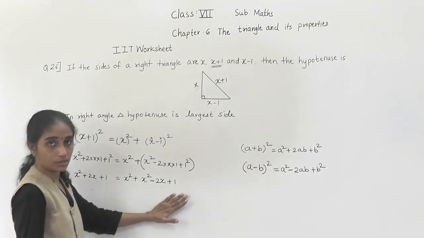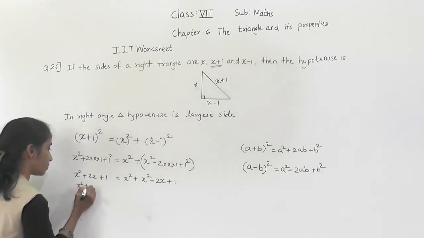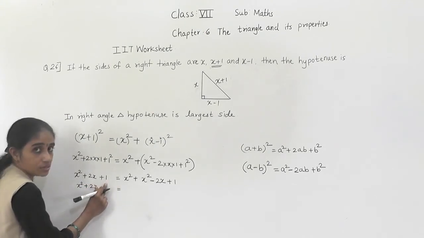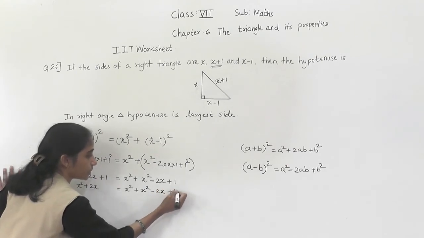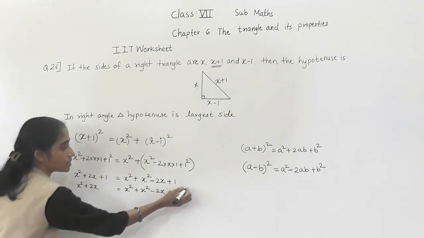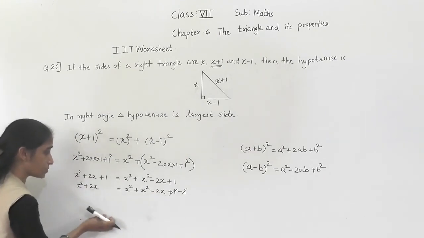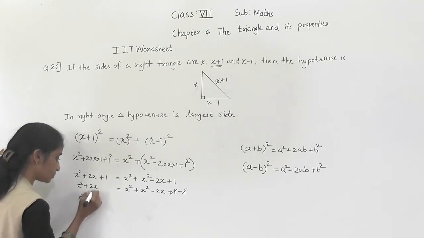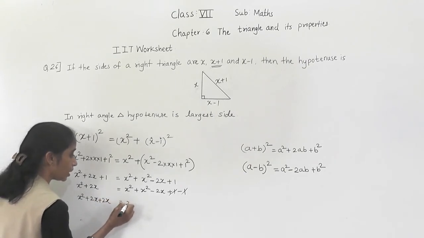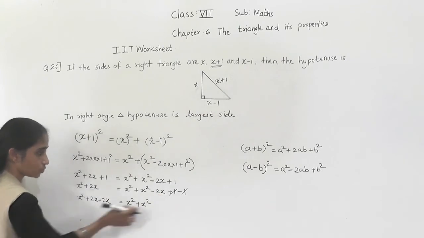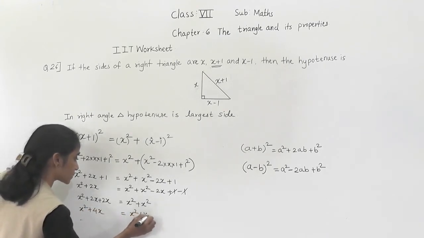Now, one by one, we will use transposition here. 1 is here plus. If we transfer it to this side, then it will become minus. So the remaining terms are as they are, like x square plus 2x. Now we are going to transfer plus 1 here, so it will become minus 1. So x square, or you can write 2x square.